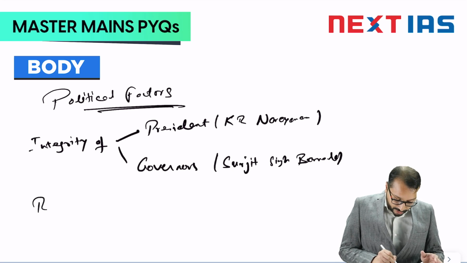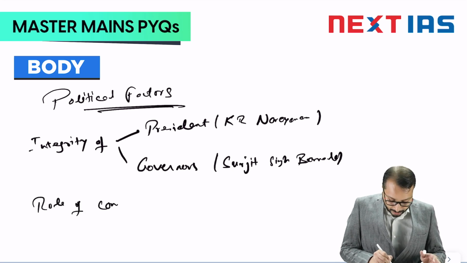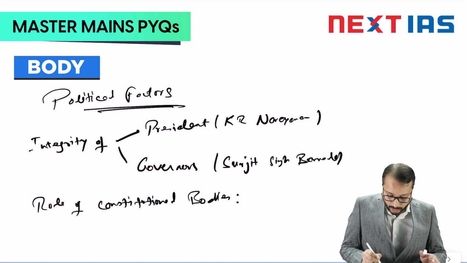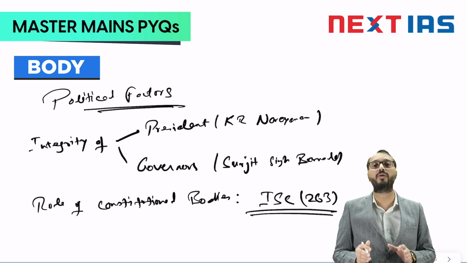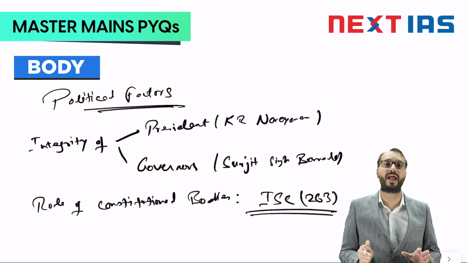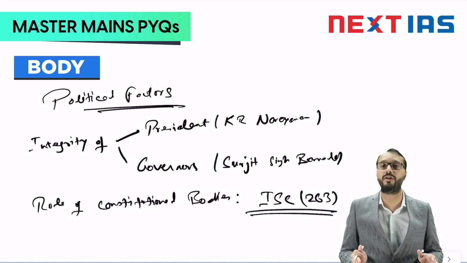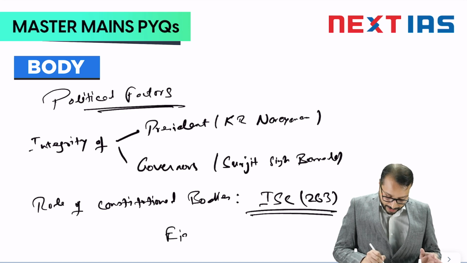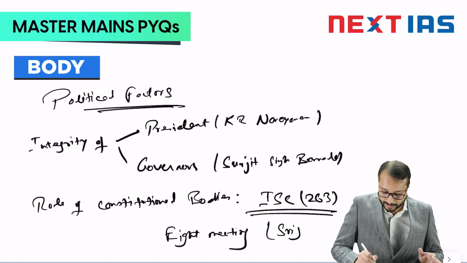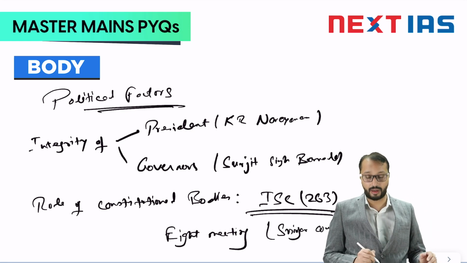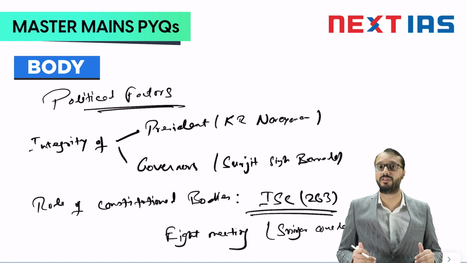Also, the role of constitutional bodies, right? The prominent one would be the Interstate Council under Article 263. The Interstate Council was a very important platform where regional parties, state parties, and the union could come together on important issues. If you look at the 8th meeting of the Interstate Council, which is also known as the Srinagar Conclave, it was chaired by Deputy Prime Minister L.K. Advani in 2003.